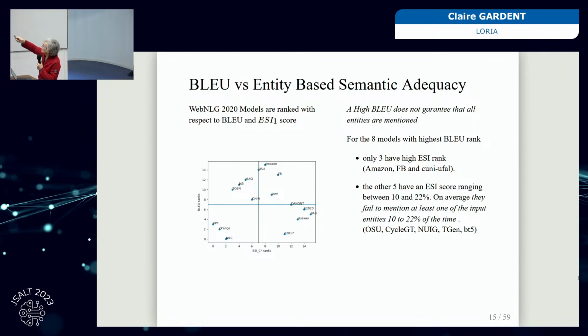And so what you see is that, in fact, of the 8 models that have highest BLEU rank, only 3 have high AZ rank. So that means even though they have a high BLEU score, they still omit. Only 3 of these 8 models have a reasonable level of omission. The other 5 have an AZ score that ranges between 10 and 20%. So on average, they fail to mention at least one of the input entities 10 to 22% of the time. Right? So the message here is simply that BLEU does not tell you how much the model is omitting. You can have a high BLEU score and still omit quite a few entities. So still generate incomplete text.